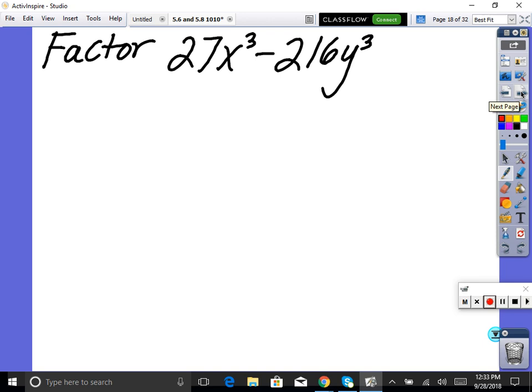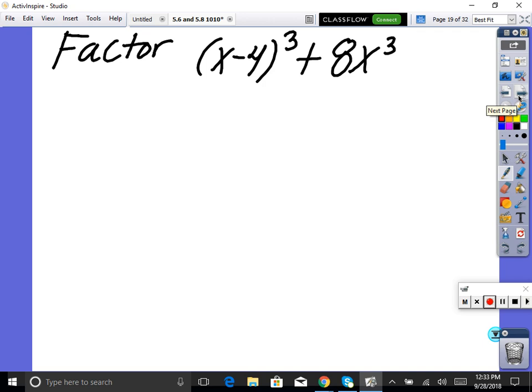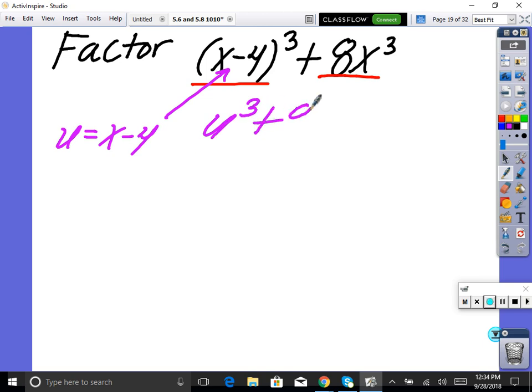Hey, two perfect cubes. I think we're getting the picture with these. I'm going to do a different one. Looking at this, you would notice this is two perfect cubes. Now that x minus 4 is kind of ugly, so I'm going to say let u equal x minus 4 just to make my factoring easier. So we have u cubed plus 8x cubed. And now you have two perfect cubes, so you cube root that, cube root that.